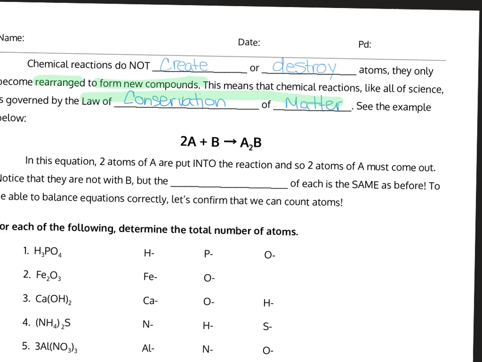2A plus B, and then we've got our arrow, so reacts to form or yields A2B. In this equation, we have two atoms of A that are going into the equation. So 2 atoms of A are going in. That means that 2 atoms of A have to come out. Notice that at the beginning, the A atoms are not bonded with the B atoms, but they are at the end. That's not important. The important thing is that the number of atoms of A are the same at the beginning and the end, and the number of atoms of B are the same at the beginning and the end.